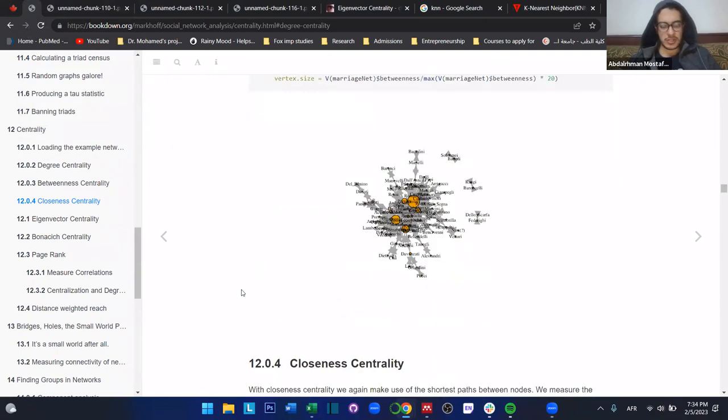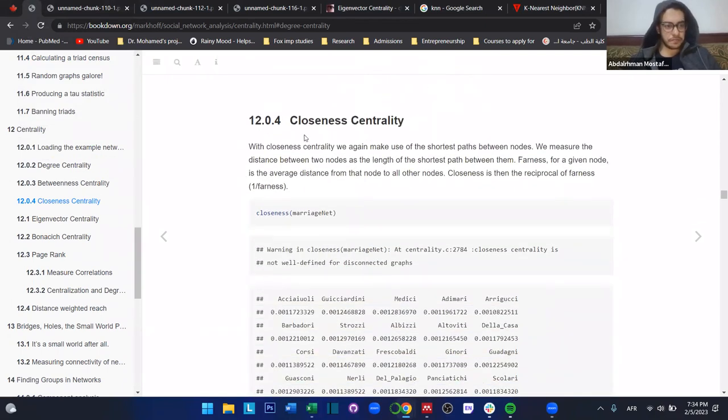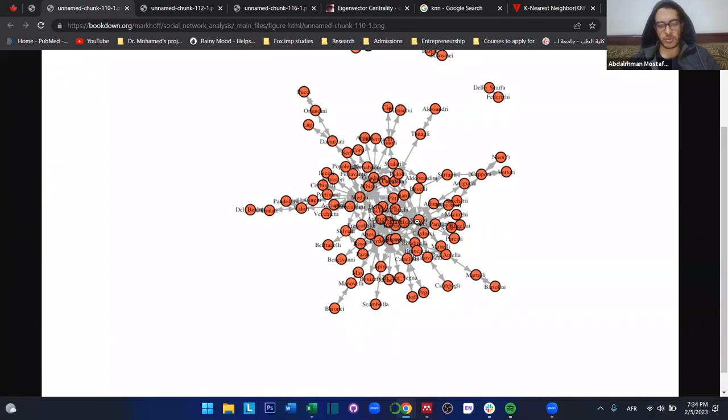So that was betweenness centrality. Now we will move on to the next measure of centrality, which is called closeness. Closeness makes use of the same shortest paths theme we discussed earlier, but it measures the distance between one node and the other nodes. We will go over how it's measured in a second. Farness for any given node is the average distance from that node to all other nodes. In that example, it's the average distance between the Strozzi and this and this and this and this, right? We calculate all the distances and then we calculate the average.